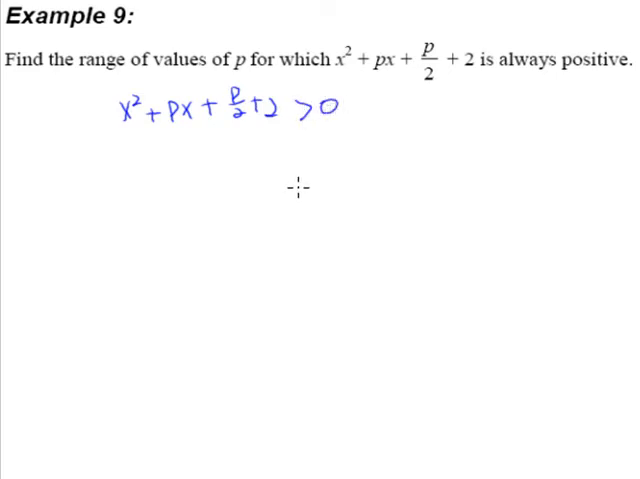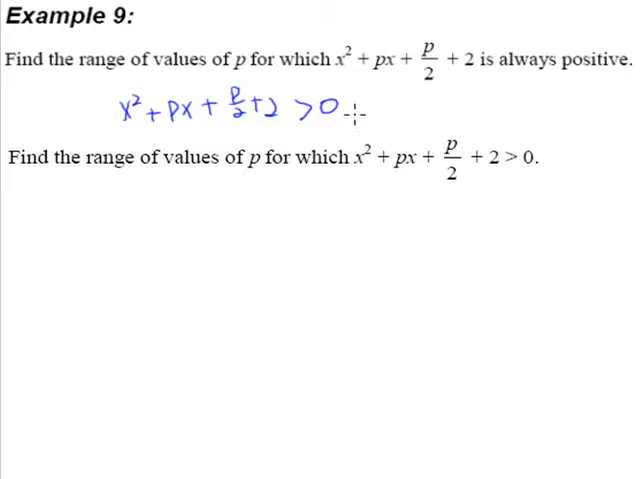Now this is when I want to draw attention to the different manners in which they can rephrase this question. This same question can be rephrased into a question like this: find the range of values of p for which this quadratic expression is greater than 0. They mean the same thing. So I need you to be very clear whenever you read the question, and make sure you understand what the question is talking about.